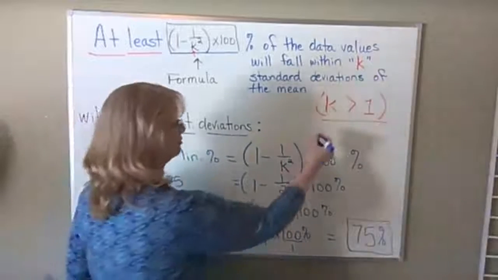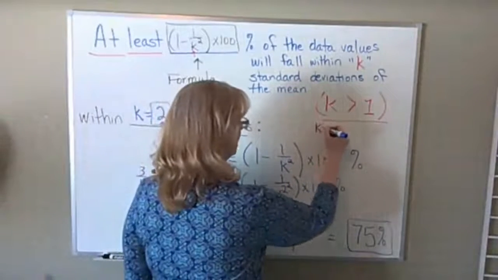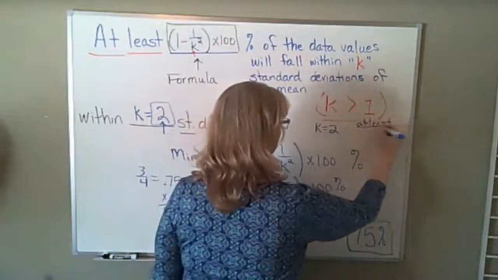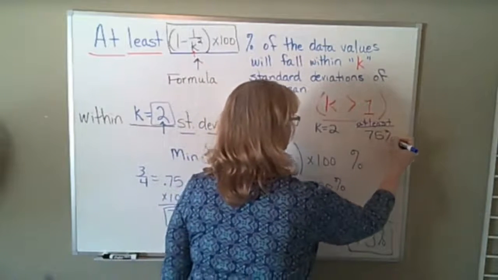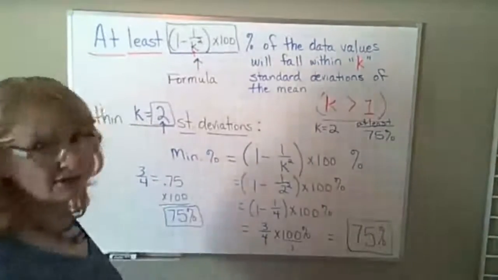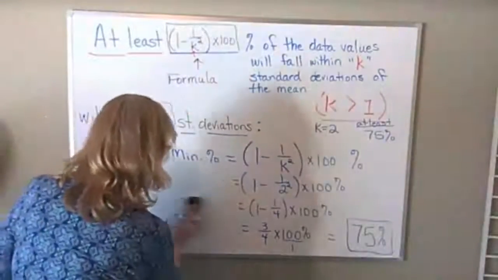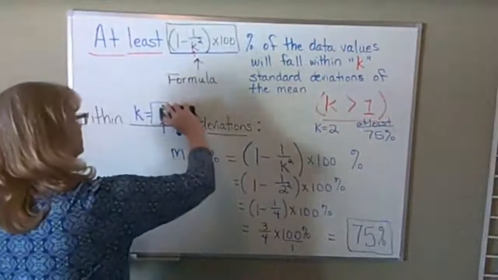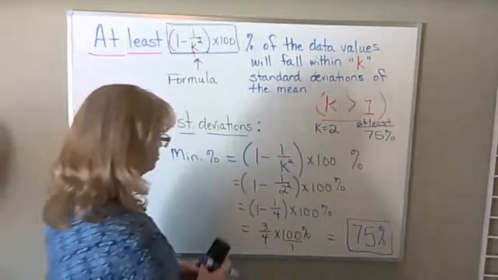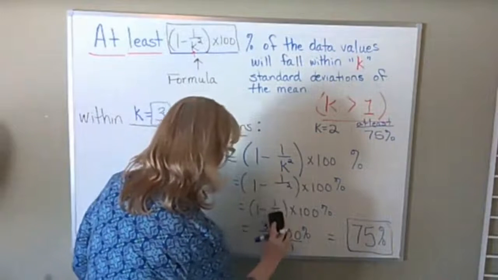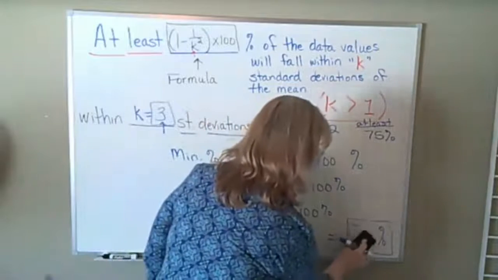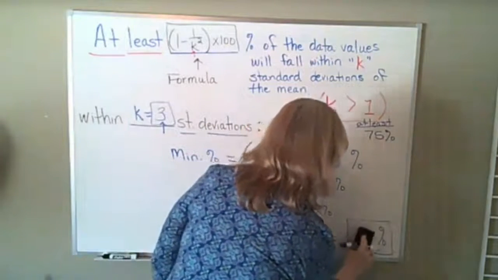So you could make a chart over here. You could say, okay, so if k equals 2, at least 75%. So we did k equals 2. Okay, let's try a different one. Let's let k equal 3. So I'm going to change this number right here. So that's going to change this number. And of course, it's going to change the answer.